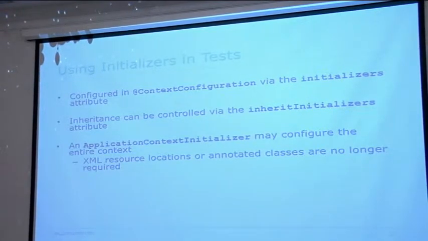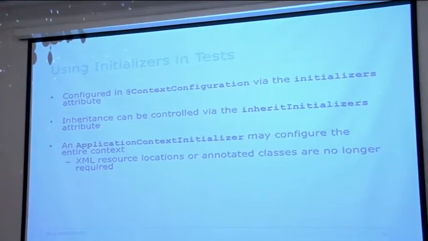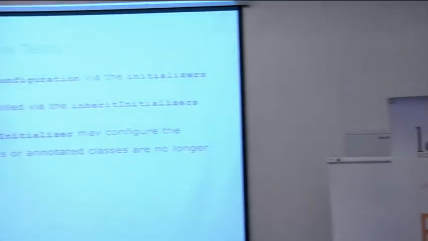Something that's also new is that in the past, initially you had to specify XML locations, then you were allowed to specify XML locations or configuration classes with support for Java config, and now with this, you can leave off, if you want to, the XML locations or the annotated classes, and just specify application context initializers that will configure your application context if you want to somehow programmatically set up your entire application context.